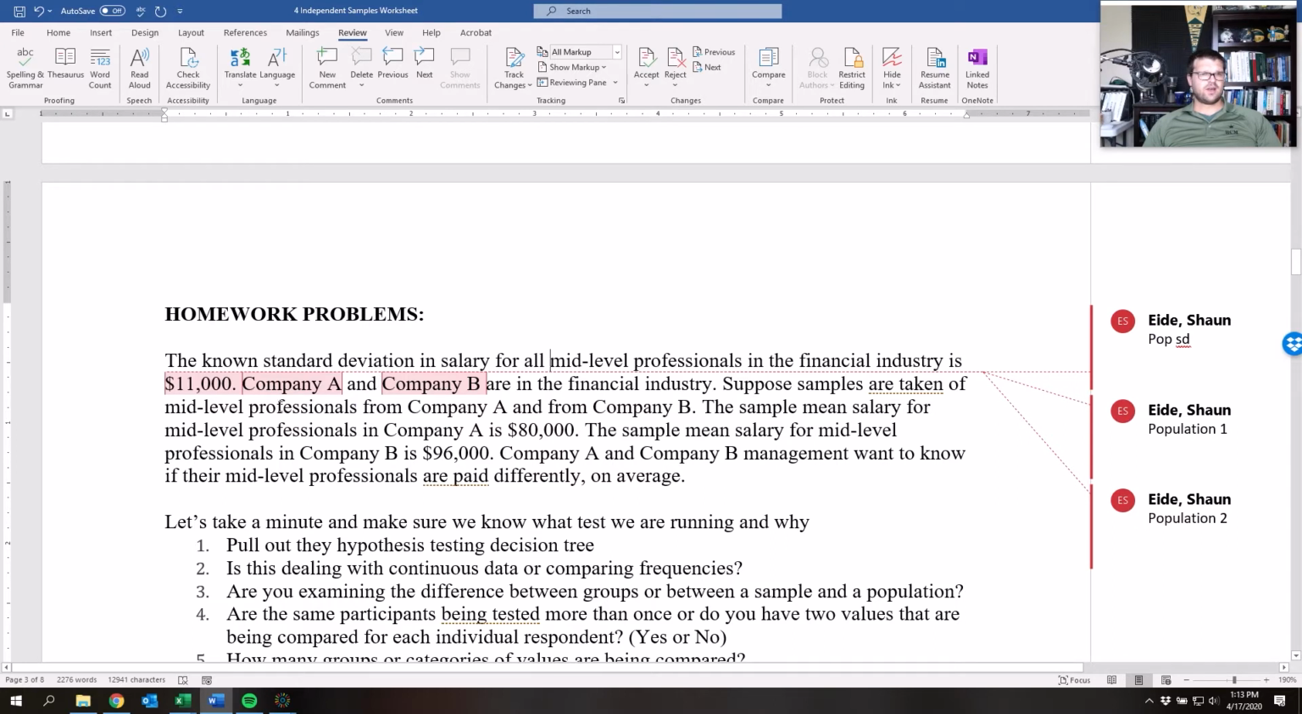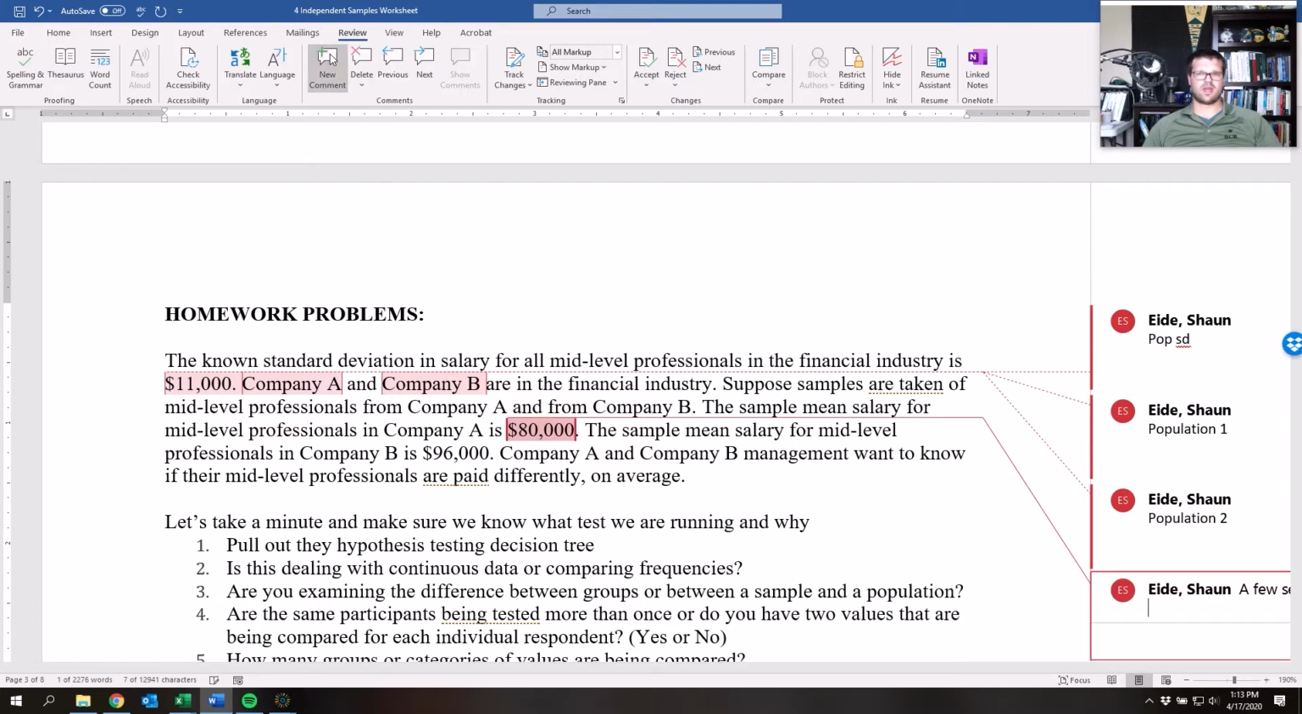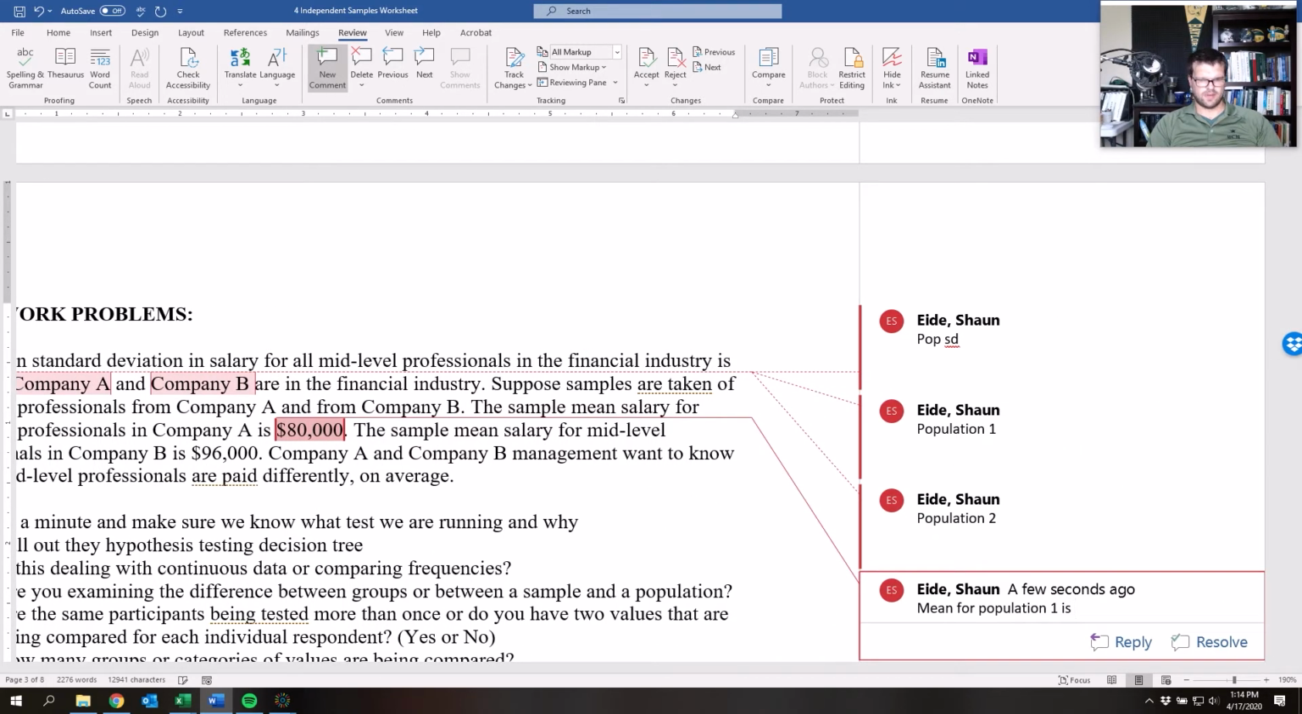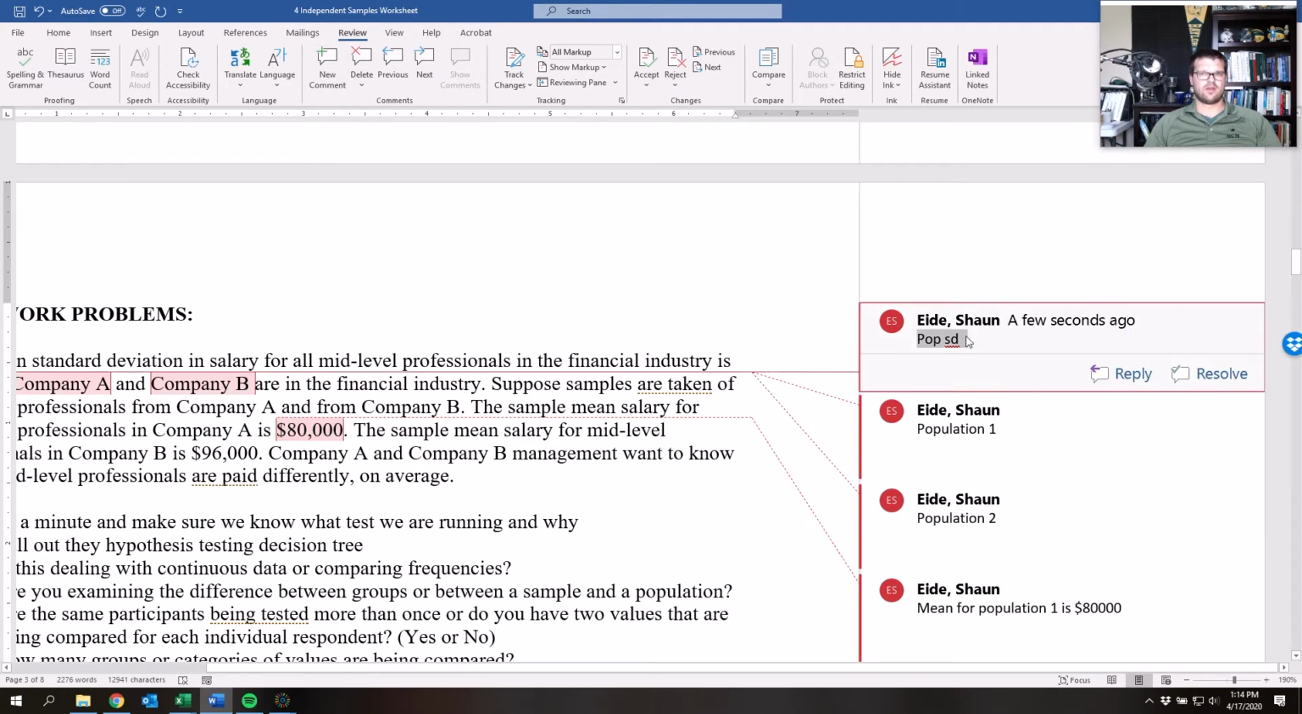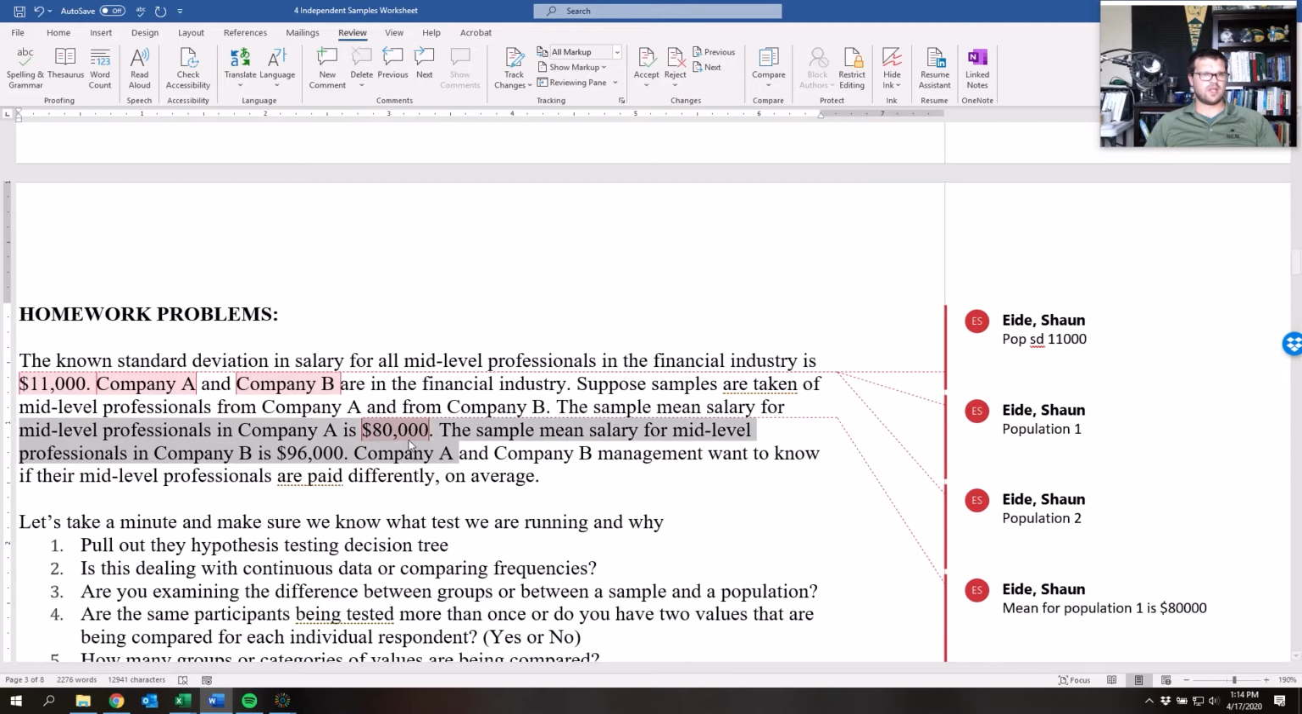Suppose samples are taken of the mid-level professional company from company A and from company B. The sample mean for every salary for mid-level professionals in company A is $80,000. Okay, so what we have right here is mean for population 1 is 80,000. Okay, and then let's come up here. The standard deviation, what is it? $11,000. Okay, $11,000.